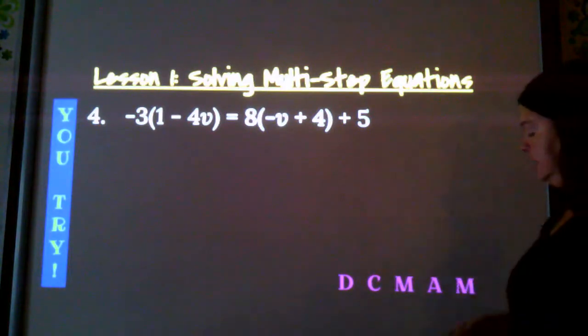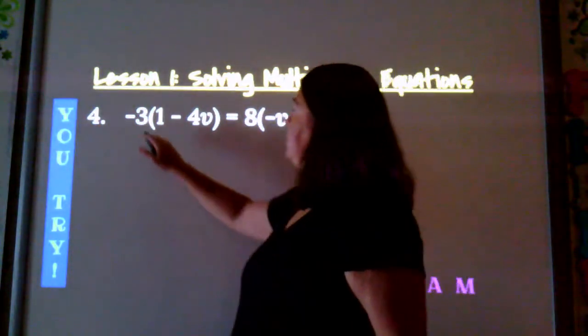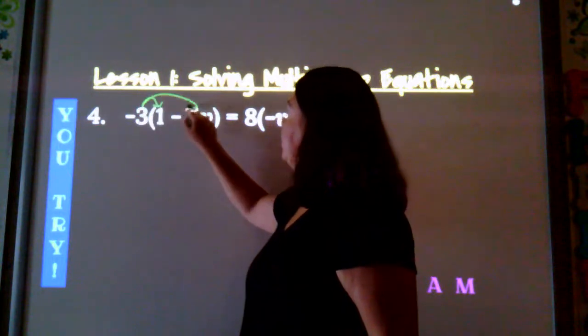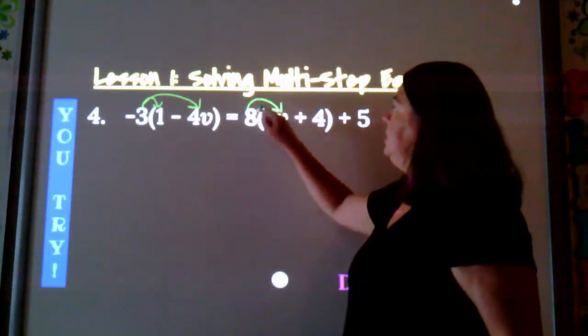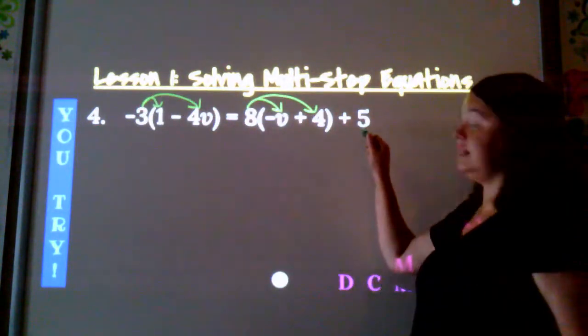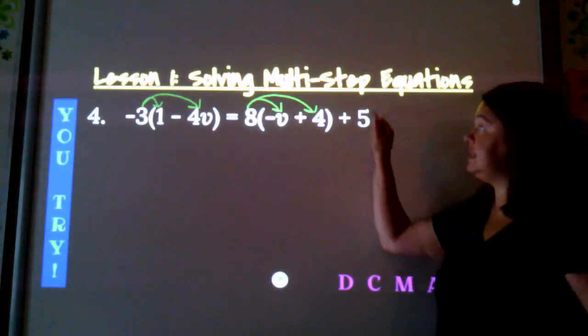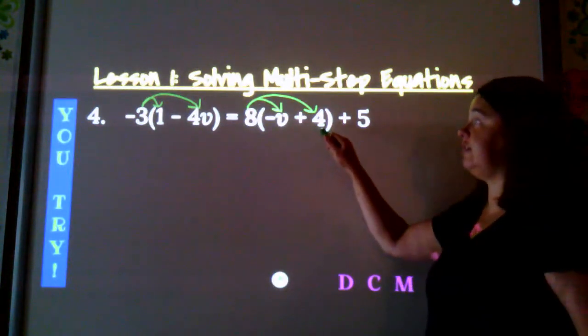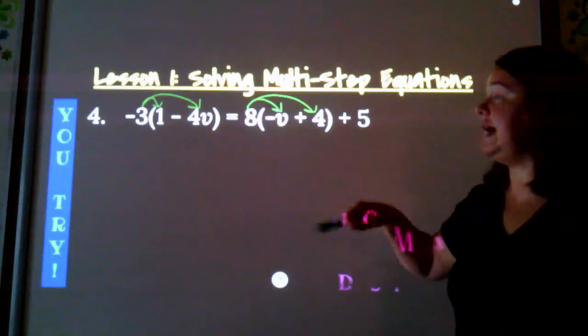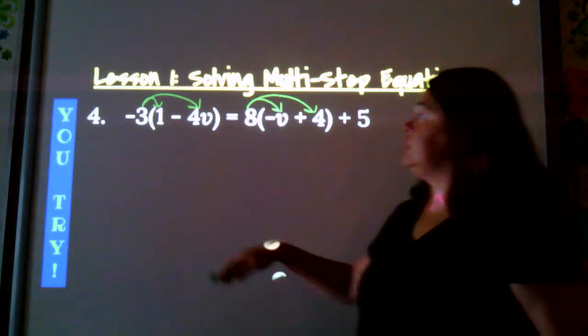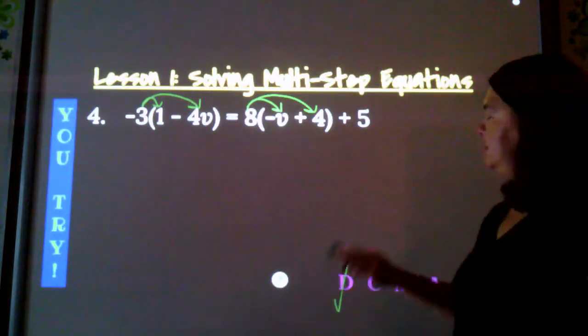All right, you're back. Let's look. We're going to distribute here, but not to that 5. Don't distribute that because it's not in the parentheses. So watch out for that. We're only going to distribute that 8 to what's in the parentheses. So I'm doing the distributive property.